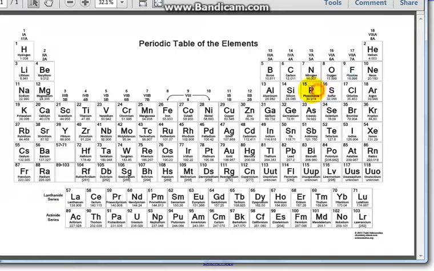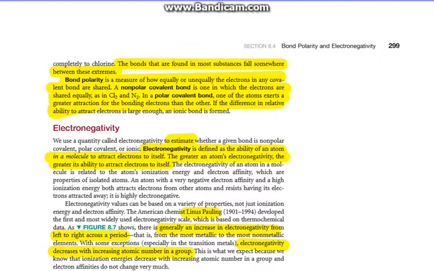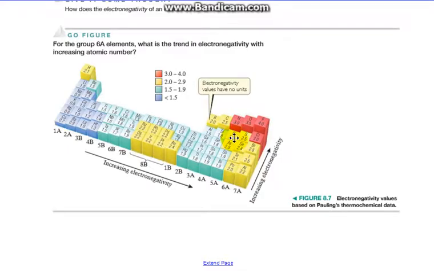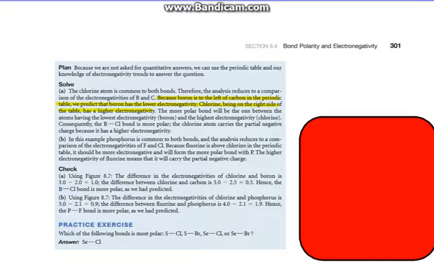PF versus PCl. From our trend there, phosphorus is identical in both bonds, but as we go up, we get more electronegative. So the difference between Cl and P and the difference between F and P is going to be bigger here because fluorine has a larger electronegativity value. And if we look again, we can prove that P is 2.1, Cl is 3, F is 4, so I'll get a bigger difference between P and F. So P and F has the more polar bond, as predicted.